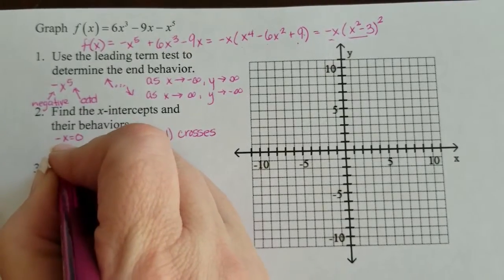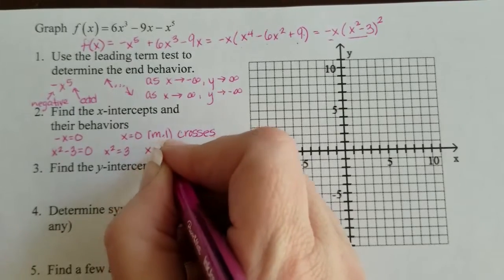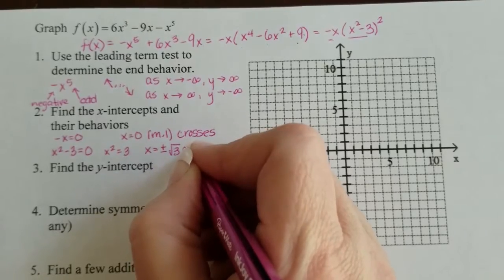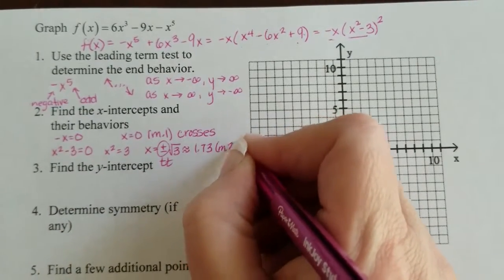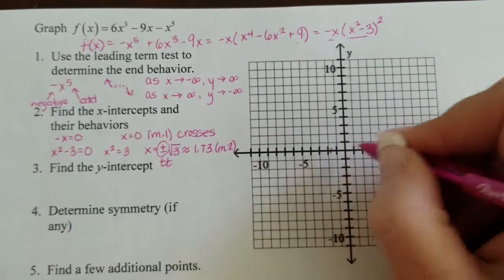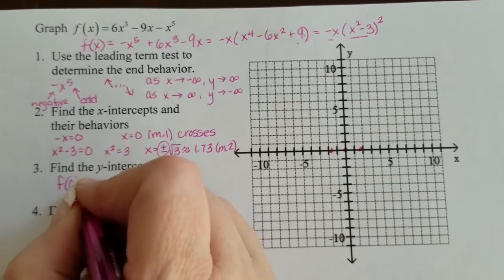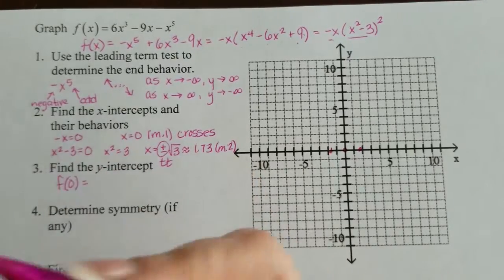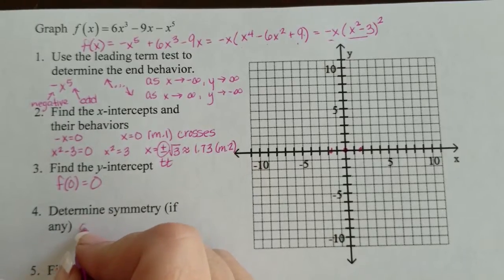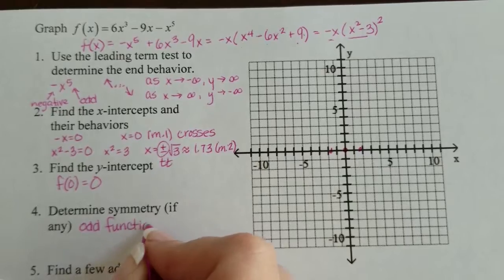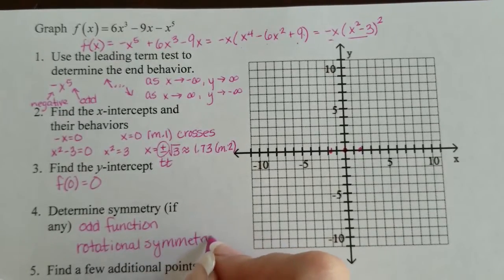And I have the factor x squared minus 3 is equal to 0. So I have x squared is equal to 3. And so if I take the square root, I get x is equal to positive or negative the square root of 3, which is approximately 1.73. And remember, it's plus or minus, and at each of those it's going to touch and turn because it has a multiplicity of 2. So at 1.73 and negative 1.73. The y-intercept is when x is 0, so f of 0, 6 times 0 minus 9 times 0 minus 0 is just 0. So it's a point we already have. There is symmetry on this. This is an odd function. So it has rotational symmetry about the origin.